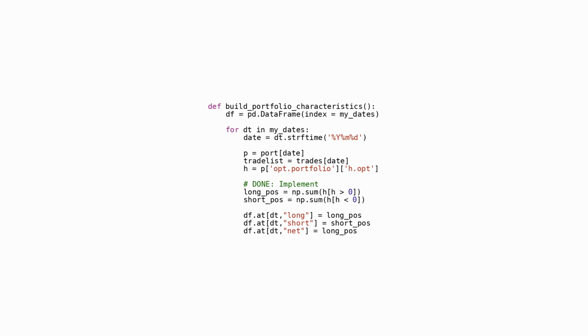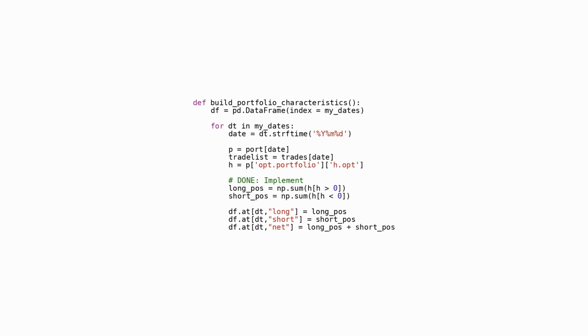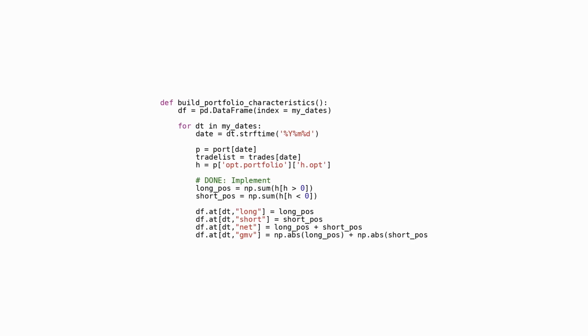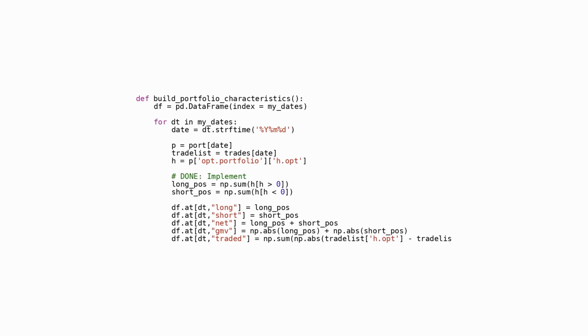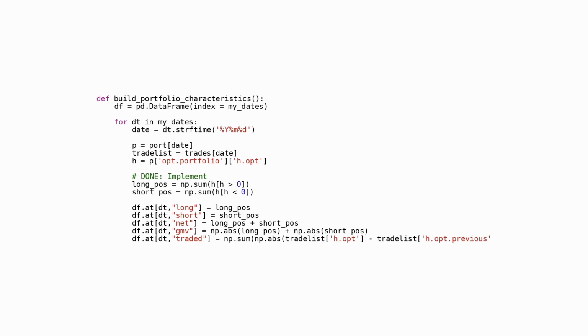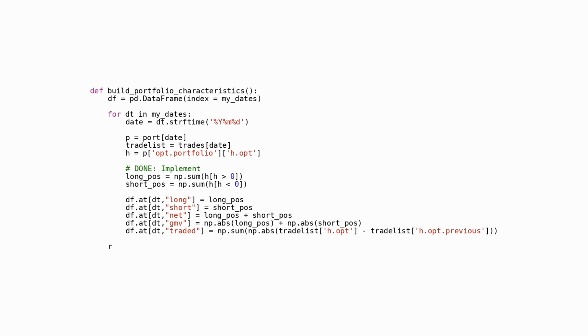Each calculated characteristic is stored in the DF data frame under specific columns, long, short, net, GMV, and traded, at the index corresponding to the current date. After iterating through all dates and performing the calculations, the function returns the populated data frame df. The code assumes that all needed variables and libraries, like pandas as pd and numpy as np, are already defined and imported in the wider scope where this function is called.